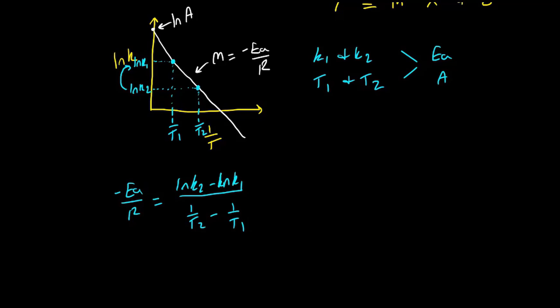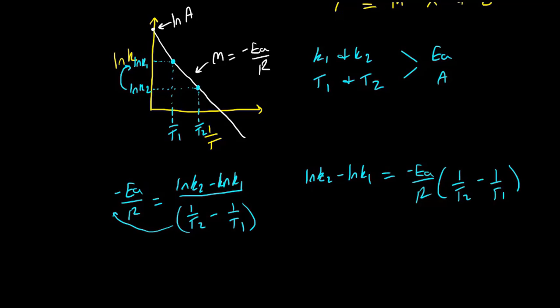We can rearrange this now, right? I'm going to take this whole denominator term and move it over here, so I take both sides times this. I end up with the natural log of K2 minus the natural log of K1 equal to minus EA over R times 1 over T2 minus 1 over T1. And now one more step using the rules of natural logs. This whole term becomes the natural log of K2 over K1. So just a little bit easier format, equals minus EA over R times 1 over T2 minus 1 over T1.